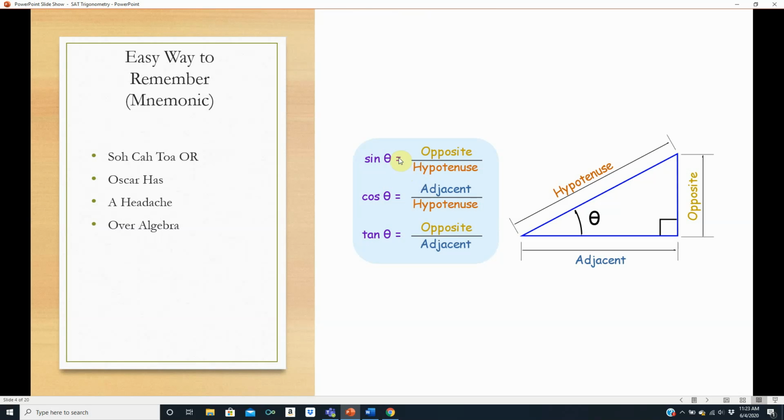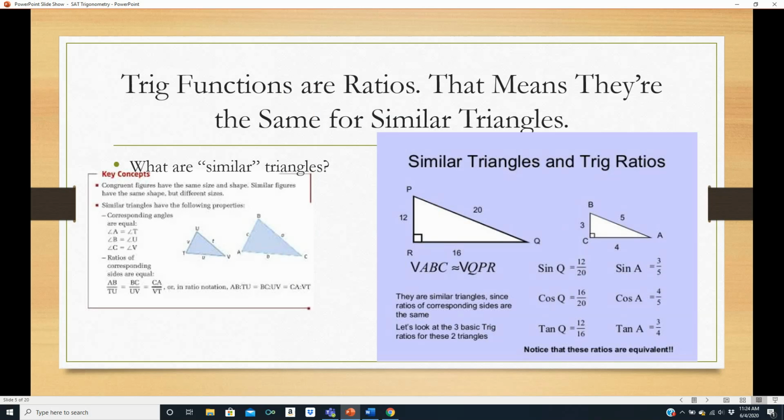So the easy way to remember the 3 trigonometric functions you need to know, sine, cosine, tangent, just write down sine, cosine, tangent like you see here, and then you go opposite hypotenuse, opposite adjacent. But John, that's not easy. Right, so just write O, write Oscar has a headache over algebra. Or you can write SOHCAHTOA, so S-O-H, C-A-H, T-O-A. You can see this is always the hypotenuse, this is the opposite, this is the adjacent if we're using this angle here, represented by the Greek letter theta. So again, either use SOHCAHTOA or Oscar has a headache over algebra.